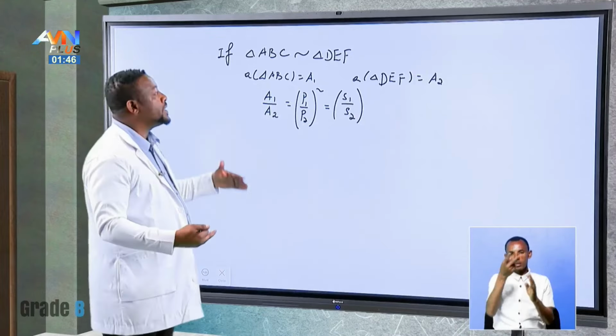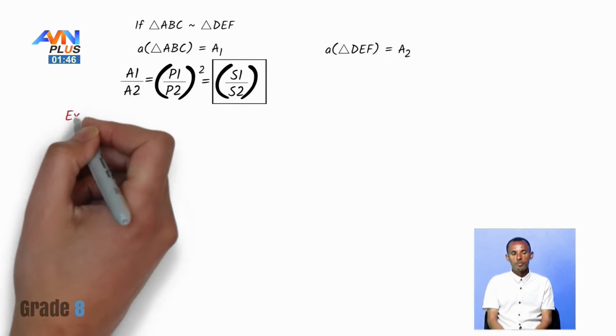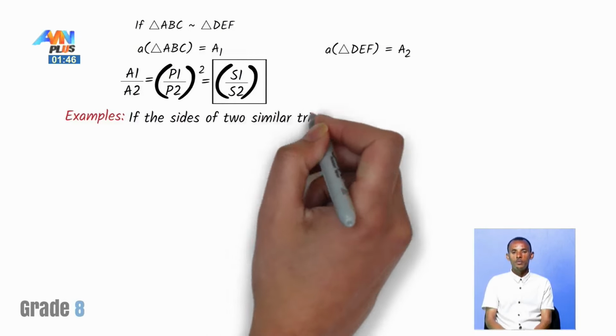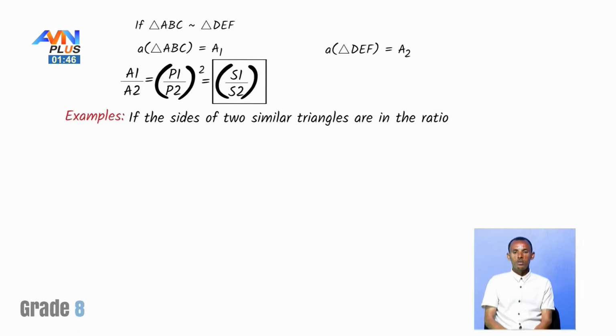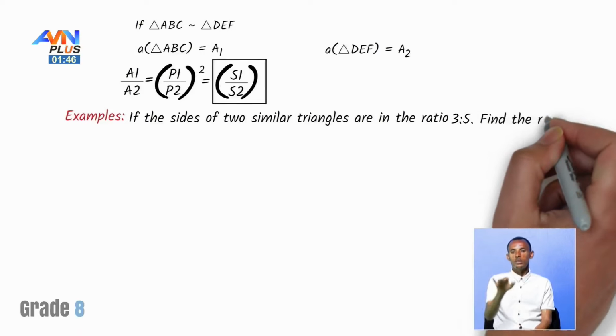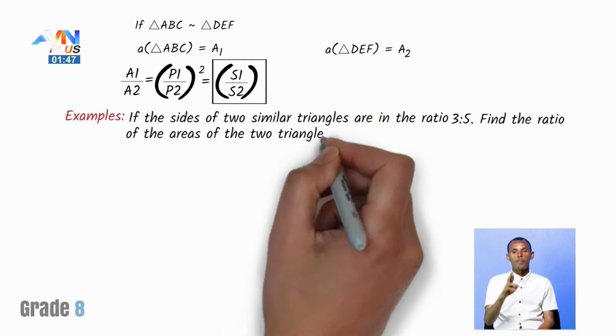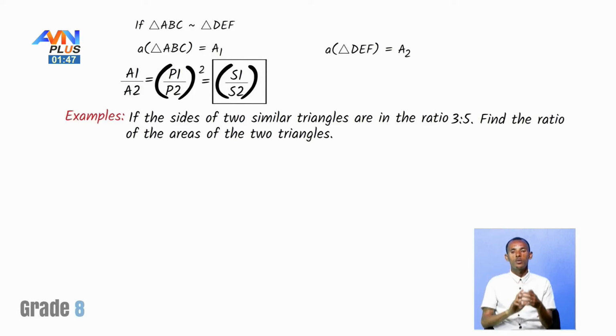Now let's see some examples related to this topic. If the corresponding sides of two similar triangles are in the ratio 3 to 5, find the ratio of the areas of the two triangles.